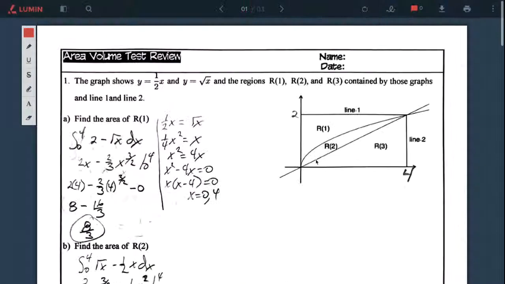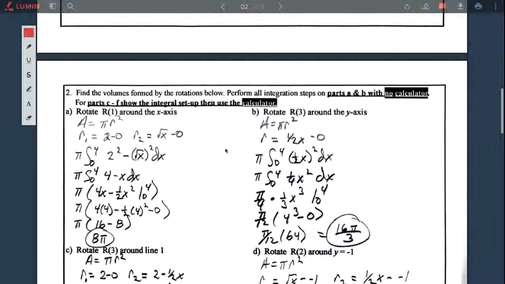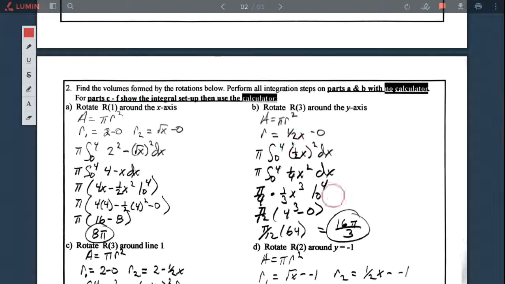So there are your answers to the area volume test review. And again, remember that number 2, part B, I did it incorrectly. I need to go back and redo that one, and I will let you know when I do. All righty.